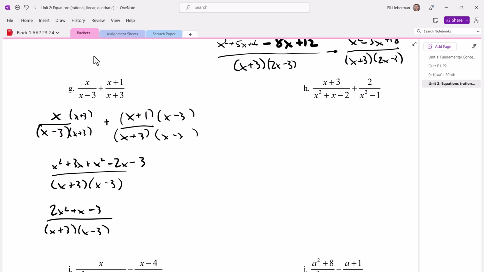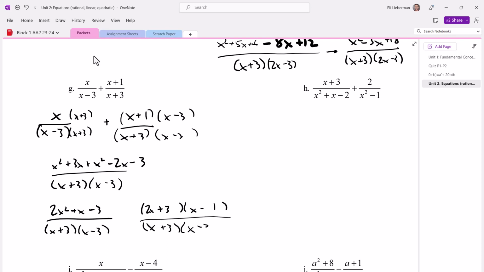Does this one factor? Oh, cool. I don't know if it's going to be helpful, but it factors into 2x plus 3, and then x minus 1. Does that work? Yeah, that works.